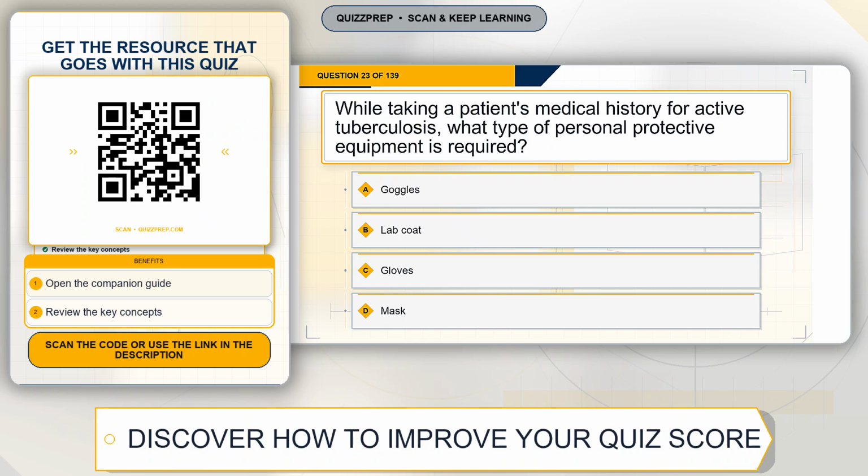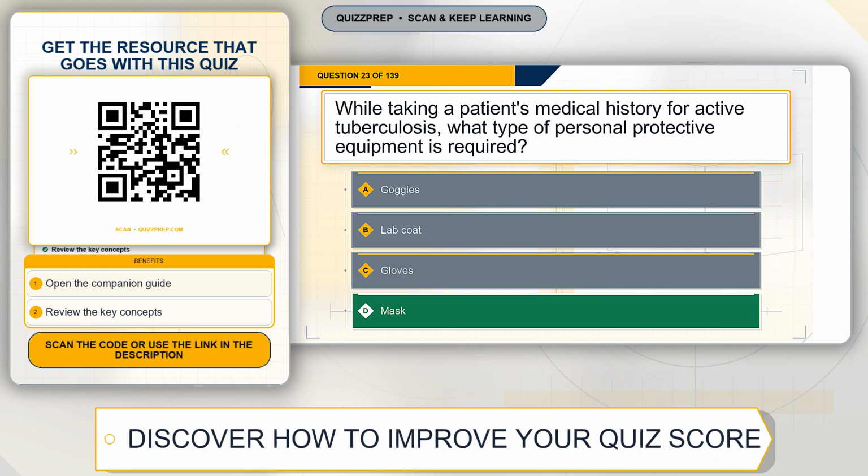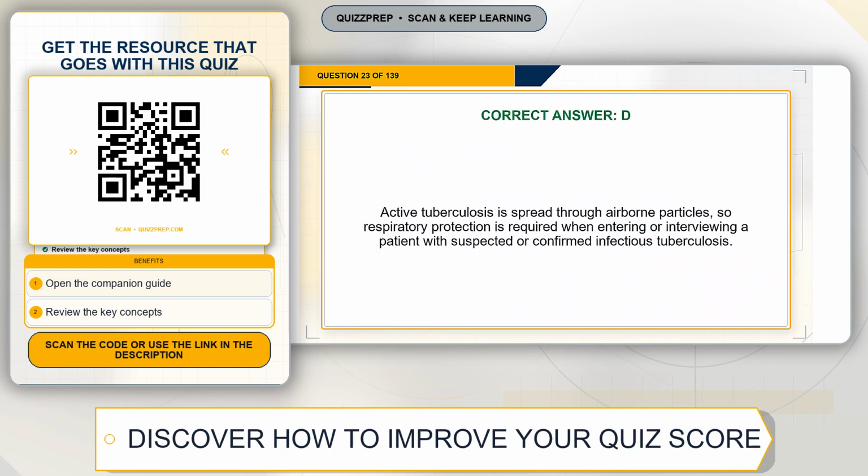Option A, goggles. Option B, lab coat. Option C, gloves. Option D, mask. The correct answer is option D, mask. Explanation. Active tuberculosis is spread through airborne particles, so respiratory protection is required when entering or interviewing a patient with suspected or confirmed infectious tuberculosis.